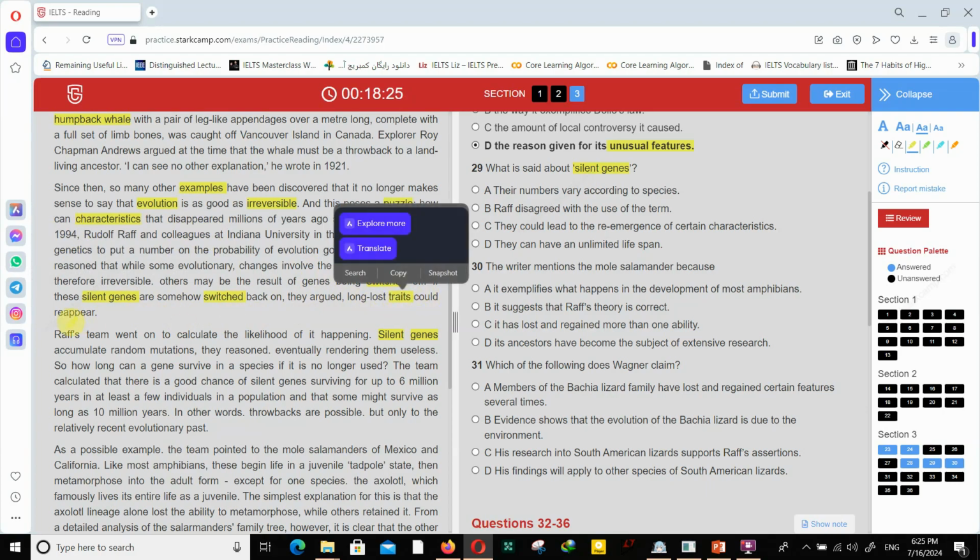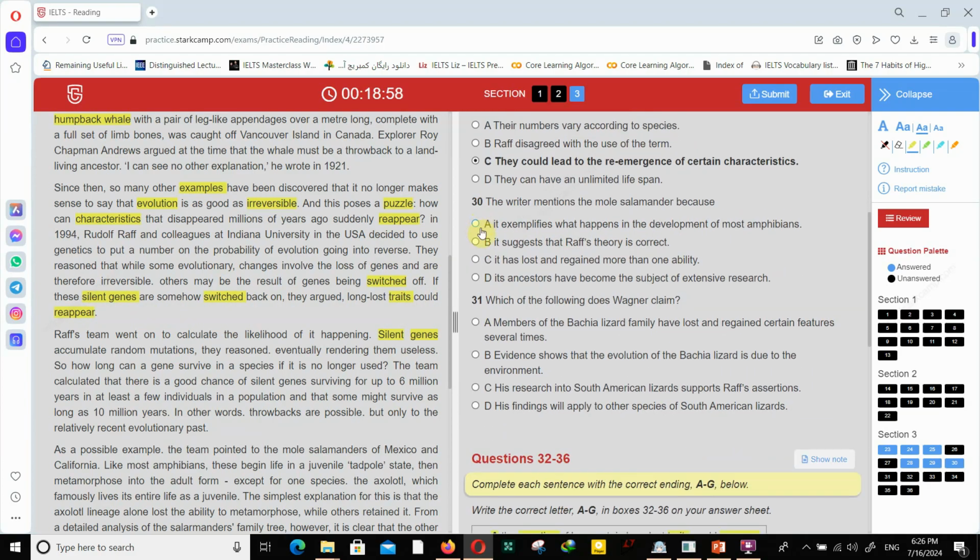Okay, it's talking about silent genes. So now look at the question. What is it said about silent genes? Their numbers vary according to species. No. Ruff disagreed with the use of the term. No. They could lead to the reemergence of certain characteristics. It could be this one. They can have an unlimited lifespan. No. This one actually. Here it says reappear. Could reappear. Traits means characteristics. This is exactly the paraphrasing of the question. So option C is the right answer.